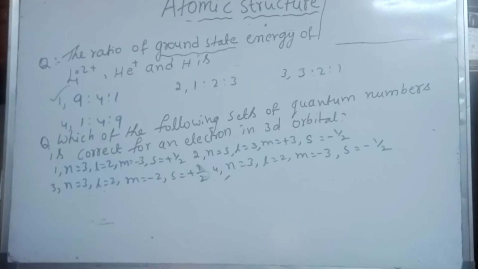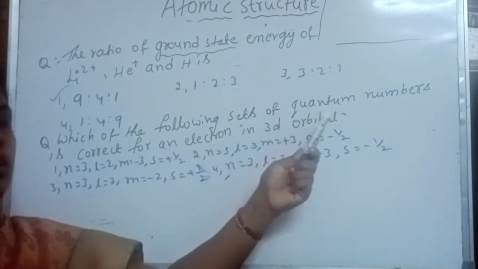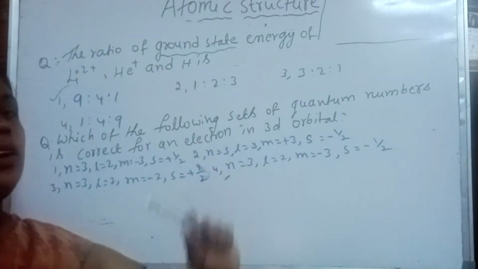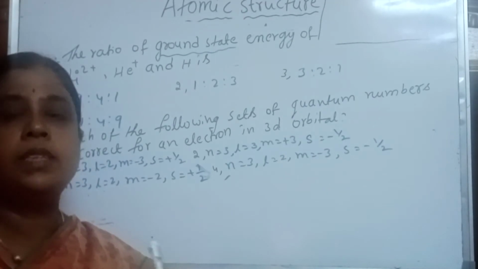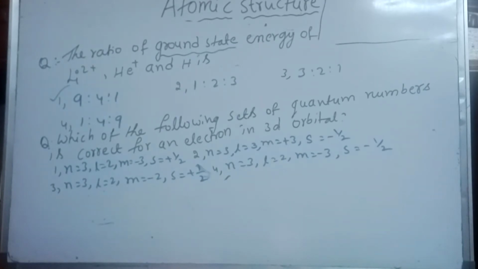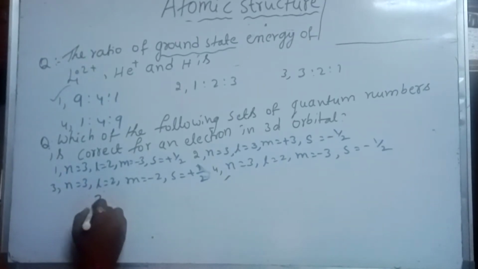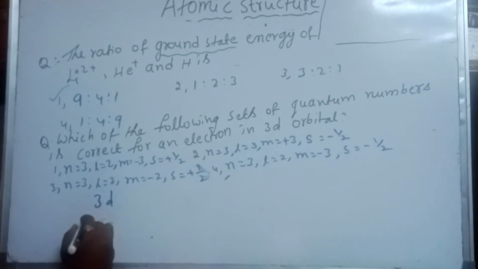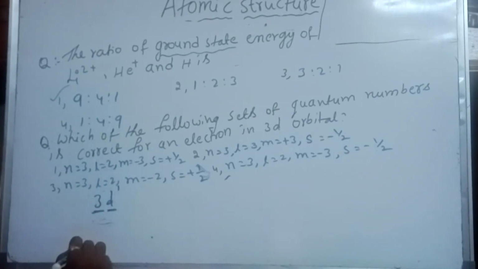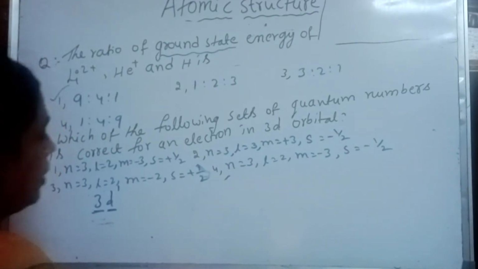Okay, the next question is: which of the following sets of quantum numbers is correct for an electron in a 3d orbital? Electron present in which orbital? The 3d orbital. So we have to write the four quantum numbers for the 3d orbital. Here 3 means principal quantum number, d orbital means azimuthal quantum number, then based on that we write the magnetic quantum number and the s value.